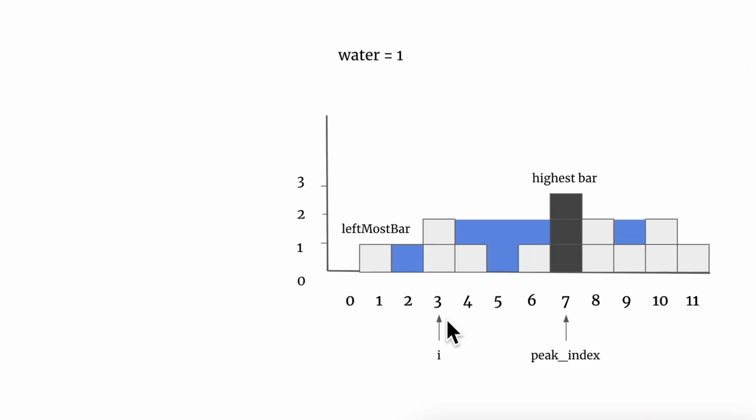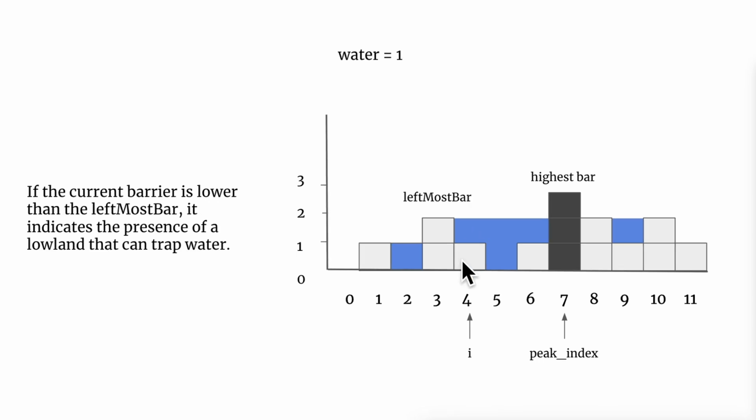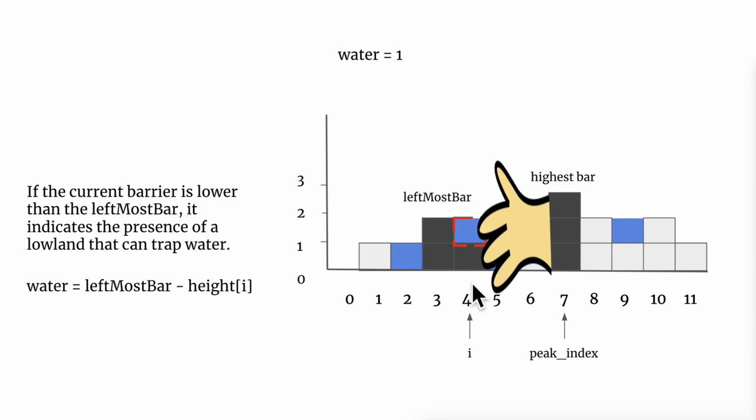Let's move index i to the next position. If the current barrier is higher than the leftmost barrier, it means that the leftmost barrier needs to be updated because it will impact the trapping water on its right side. If the current barrier is lower than the leftmost barrier, it indicates the presence of a lowland, which means that this position can trap water. Since I cannot see the part that index i hasn't scanned yet, I will temporarily pretend to ignore this part.